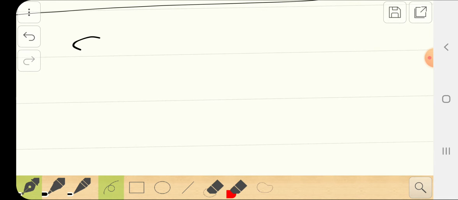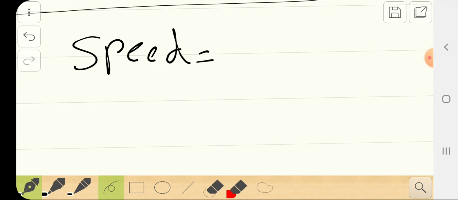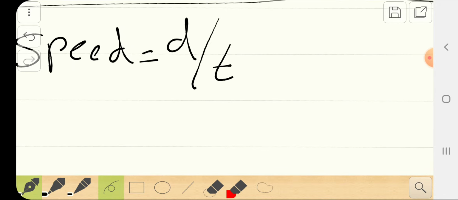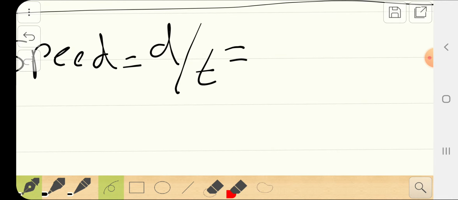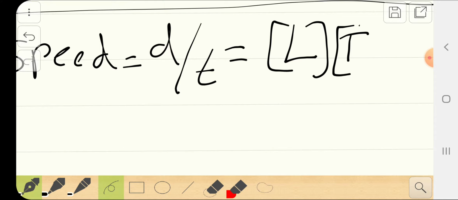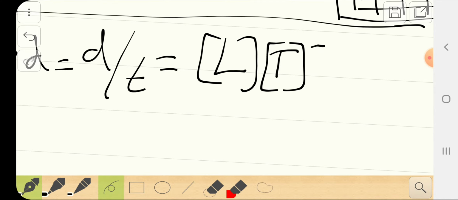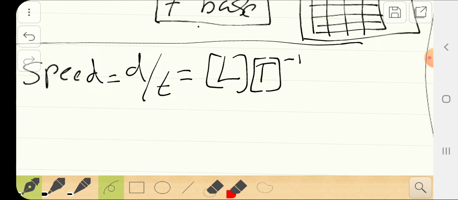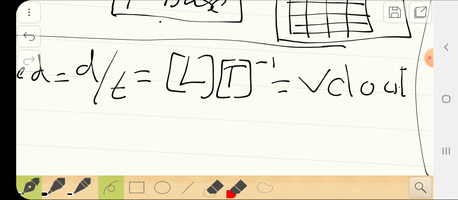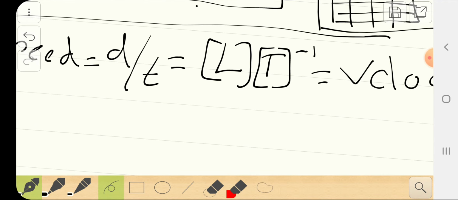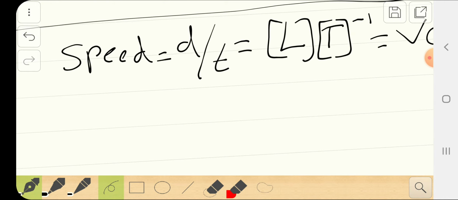So we commonly use speed. Speed is equal to distance by time. It's the distance covered in a single second. That's the speed of a particle or a material or a car or you. For distance you have length, L, and for time you have second, which is T. So you get L times T to the power -1, right? And that's the speed, and it is also the same for velocity, because displacement by time is velocity, and that has the same unit.